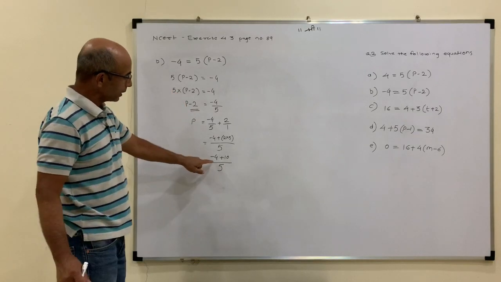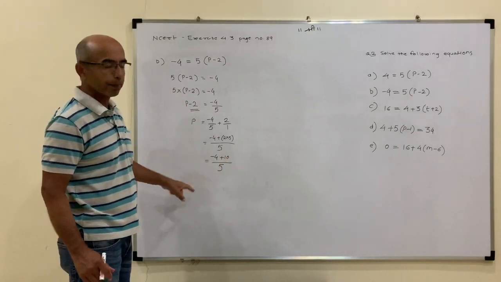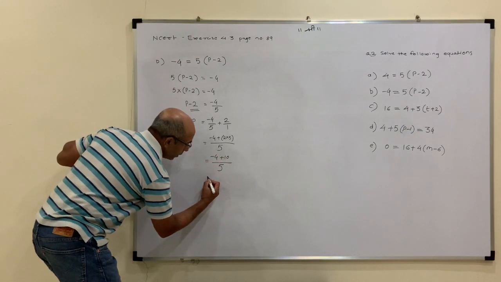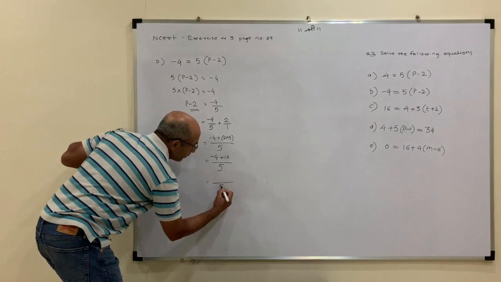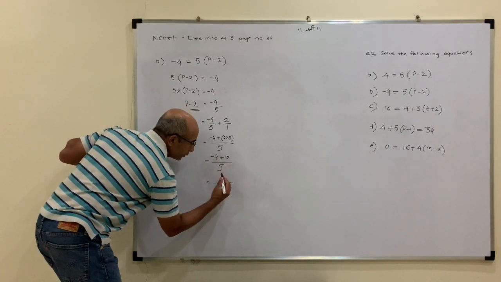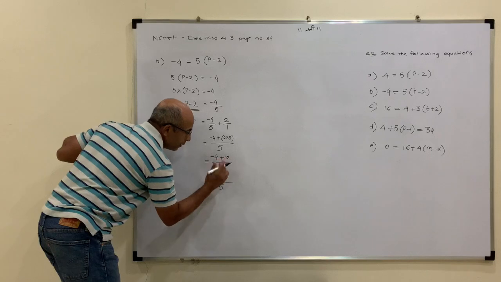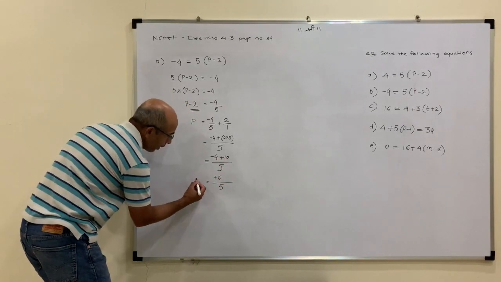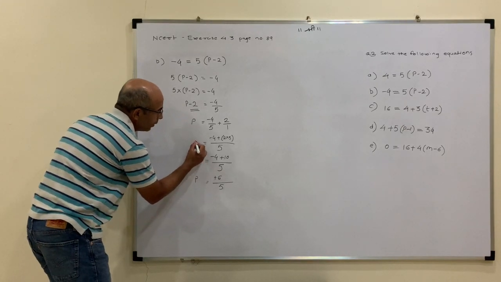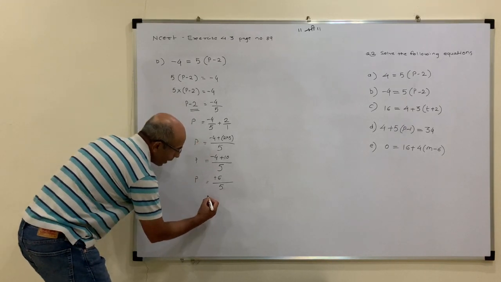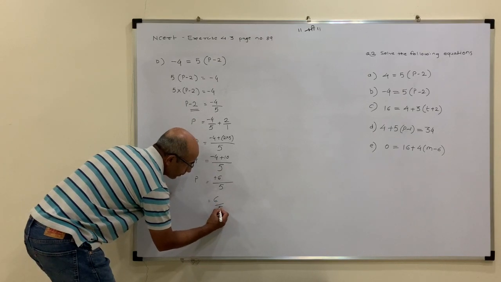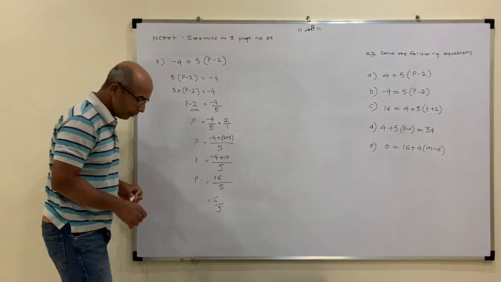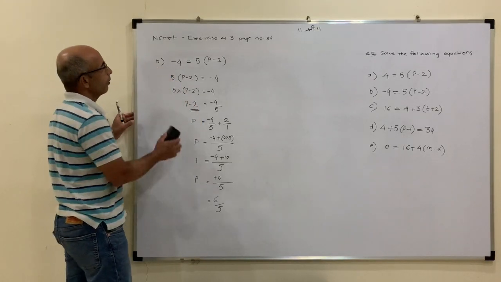So the signs are different, so we will be doing a subtraction. We will be subtracting the smaller number from the larger number. So my answer will be 10 minus 4 is equal to 6, with the sign of the larger number, it comes out to be plus 6 upon 5. So the value of P is 6 by 5, 6 divided by 5. So now let's move on to problem C.